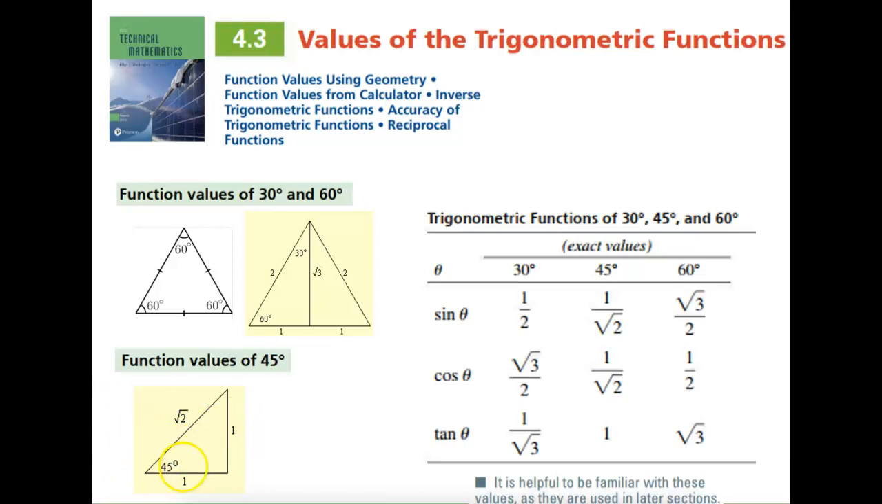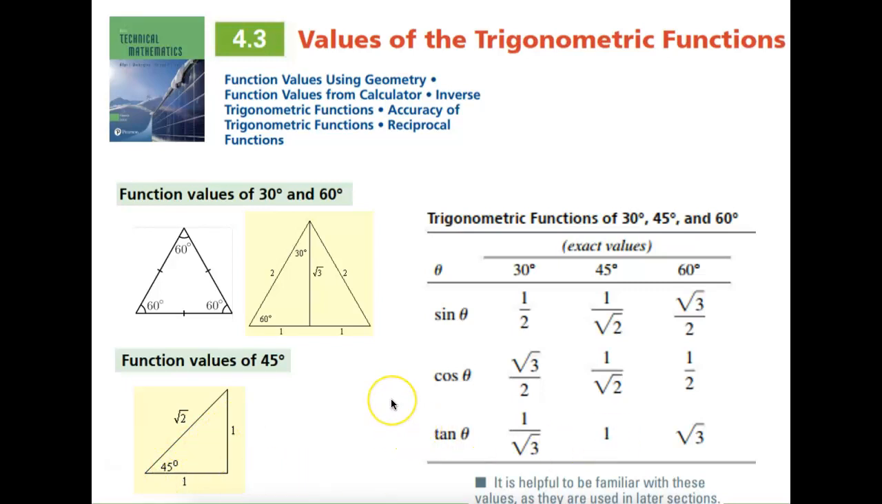When I'm focusing on the 45-degree angle, the sine is opposite over hypotenuse. Notice that's 1 over square root of 2. The cosine of this 45-degree angle is adjacent over hypotenuse, 1 over the square root of 2. And the tangent of 45 degrees is opposite over adjacent, which is 1.